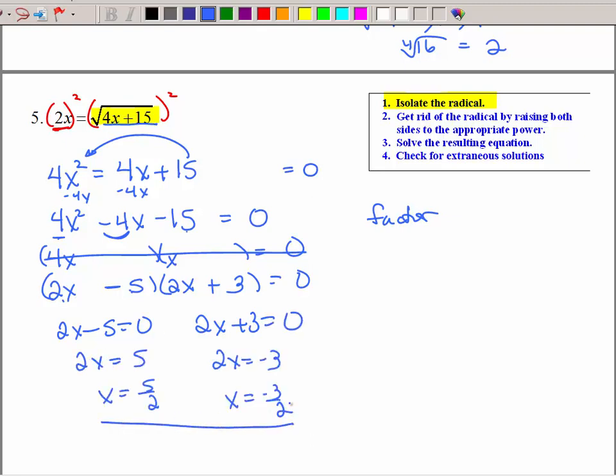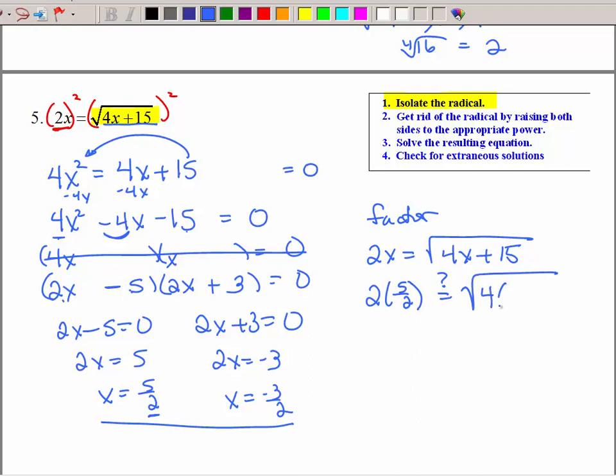So I have two answers that, yes, I have to check. And I know you're going, ugh, fractions. It's not going to be as bad as you think. Now keep in mind, you have to put in x everywhere there is an x. So I have 2x equals the square root of 4x plus 15. So I'm going to check 5 halves. So 2 times 5 halves does that equal the square root of this?